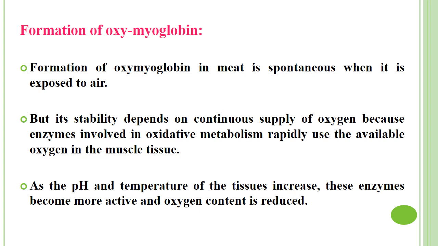If the pH and temperature are high, then this enzymatic activity and oxidative metabolism will be more, so the oxygen will be utilized quickly and then there will be no oxygen supply. So depending on this, the pH should be low, and meat should be kept at a lower temperature so that the enzyme activity can be reduced.